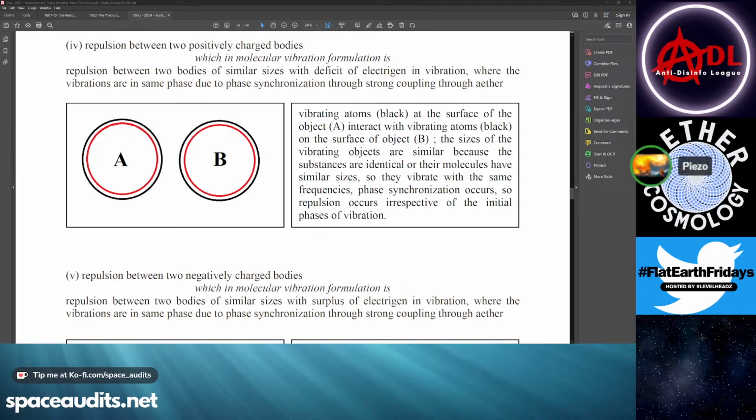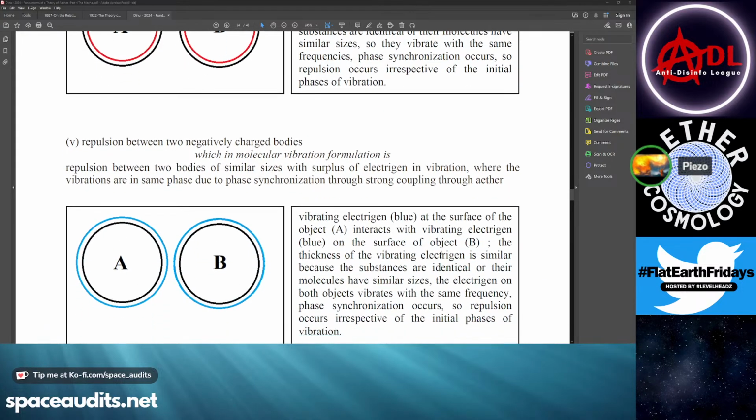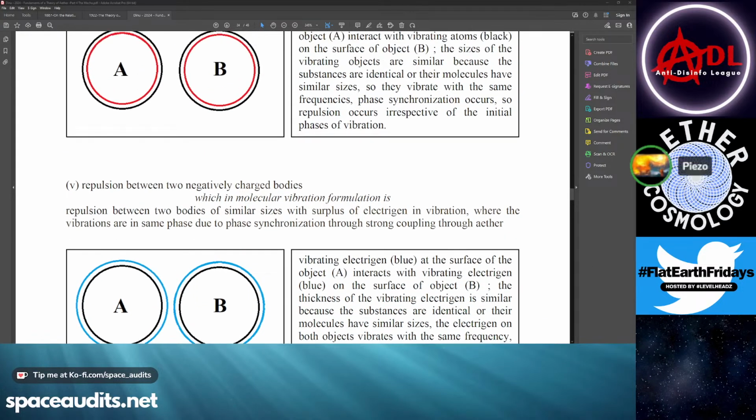Can you go down to the next one? Oh wait. He says the sizes of the vibrating objects are similar because the substances are identical or the molecules have similar size, so they vibrate with the same frequencies, phase synchronization occurs, so repulsion occurs irrespective of the initial phase of vibration. He's attributing it all to vibration. The illustration's kind of wonky, but he's never putting his finger on the vibration.